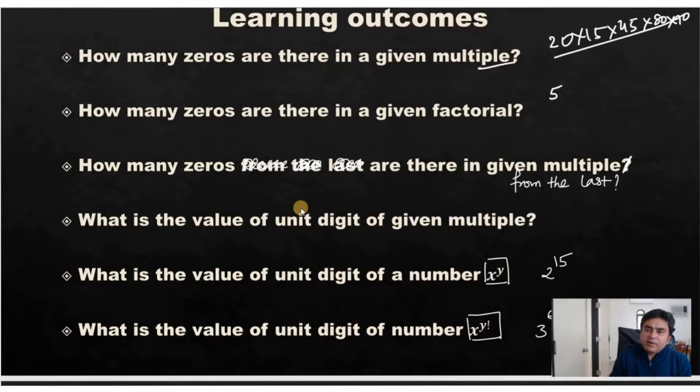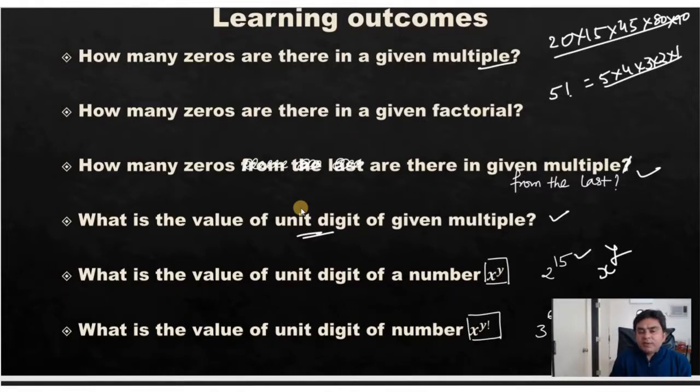We know that 5 factorial is equal to 5 into 4 into 3 into 2 into 1. In this number, how many zeros are there? And how many zeros are there in a given multiple from the last? What is the value of the unit digit? That is also what we are going to learn in this video. And what is the value of the unit digit of a number x to the power y, or let's say 2 to the power 15?